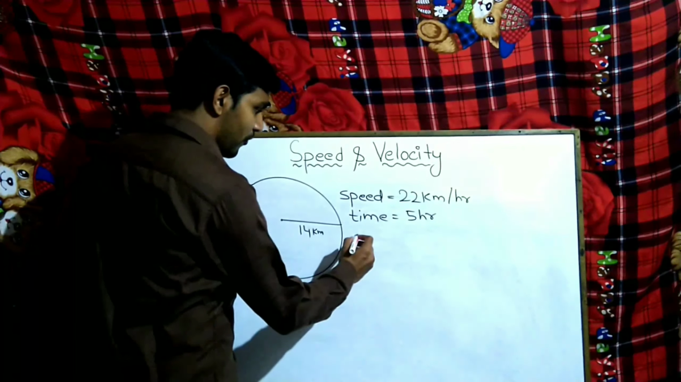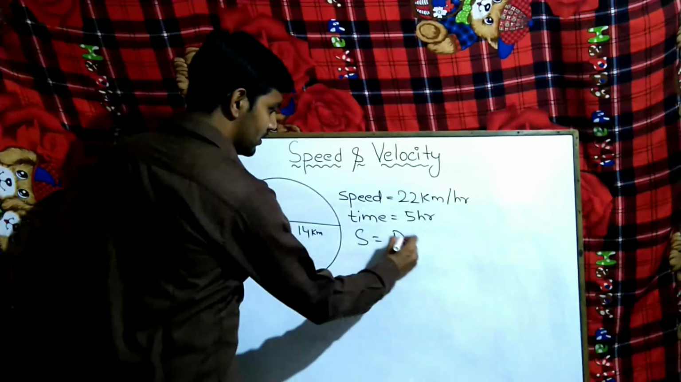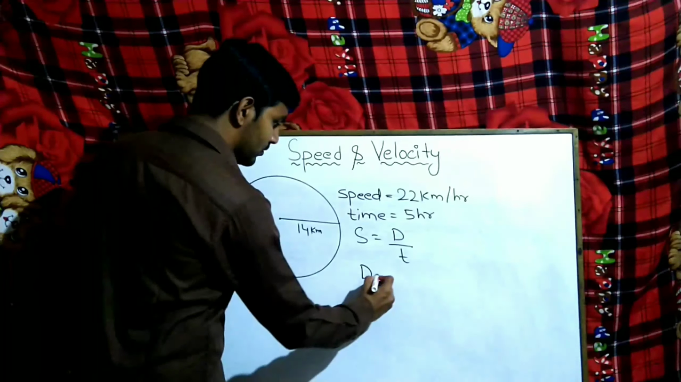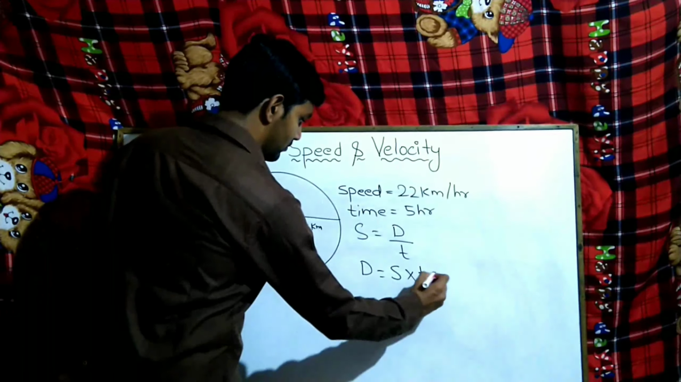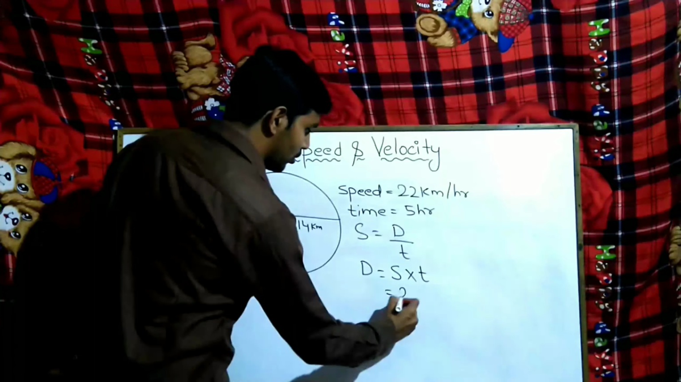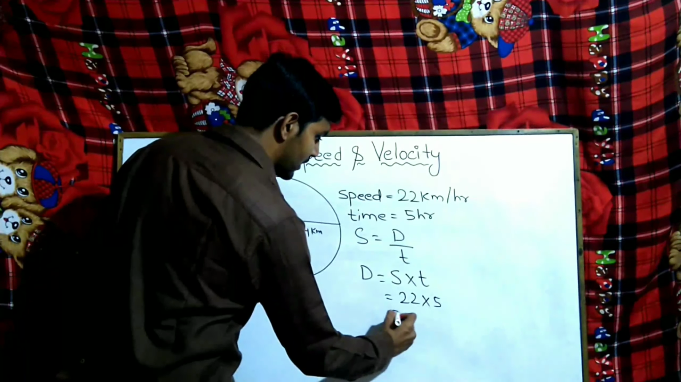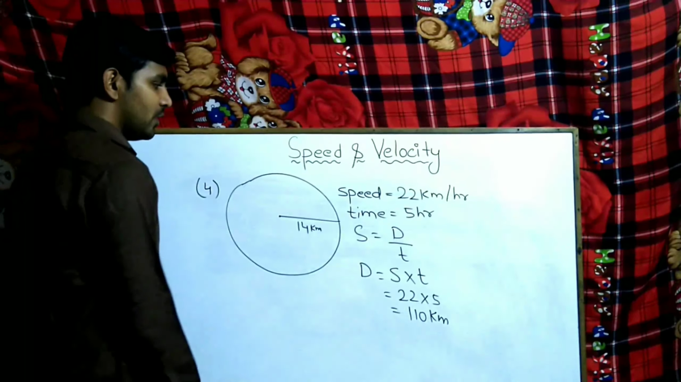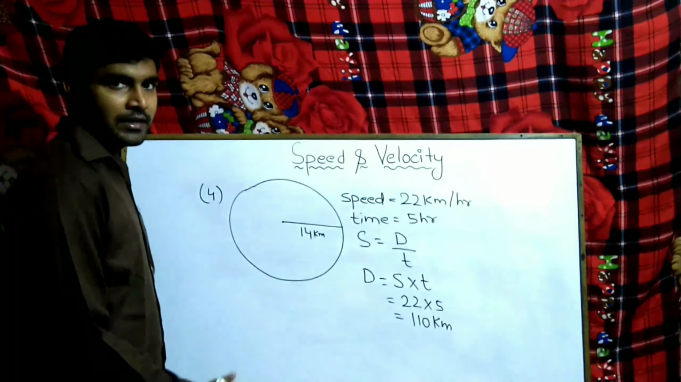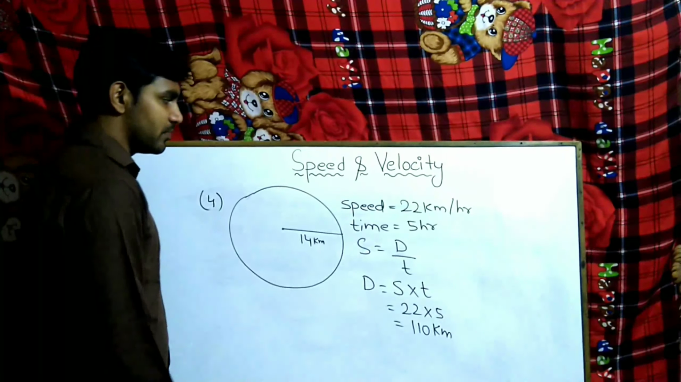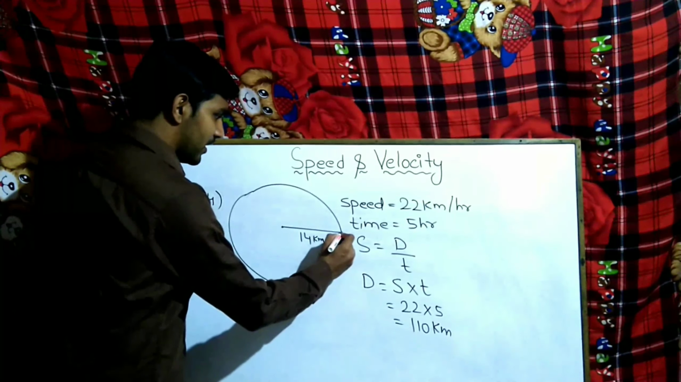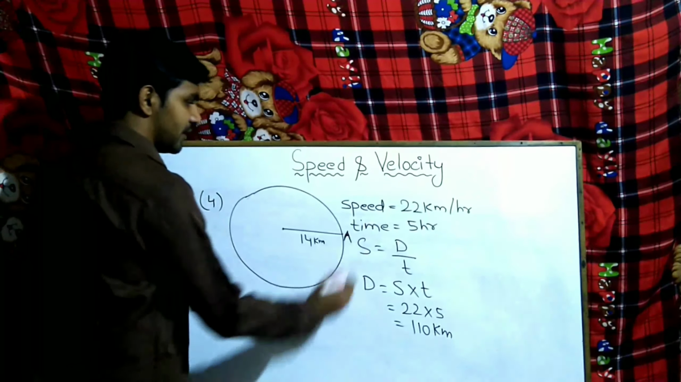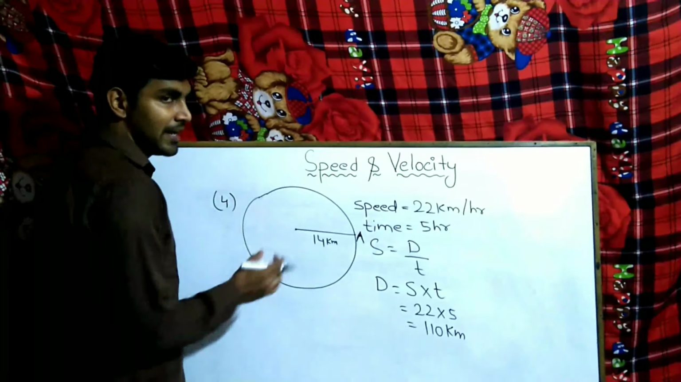Already know how to find distance. Speed is equal to distance by time. So distance is equal to speed into time. So speed how much? 22 into 5. You get 110 kilometer. Okay. So distance you got 110 kilometer. Now what about displacement? You started from point A, but you don't know where it ended.